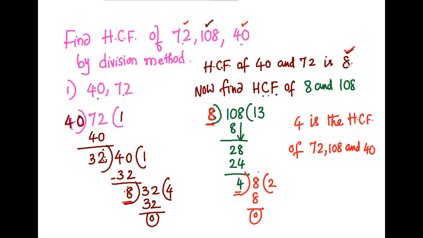Then find the HCF of this 8 and the remaining number 108. So 4 is the HCF of 8 and 108. So totally 4 is the HCF of all the given numbers. We can check whether it is correct or not. 4 eighteens are 72, 4 twos are 8, 4 sevens are 28, 4 tens are 40.